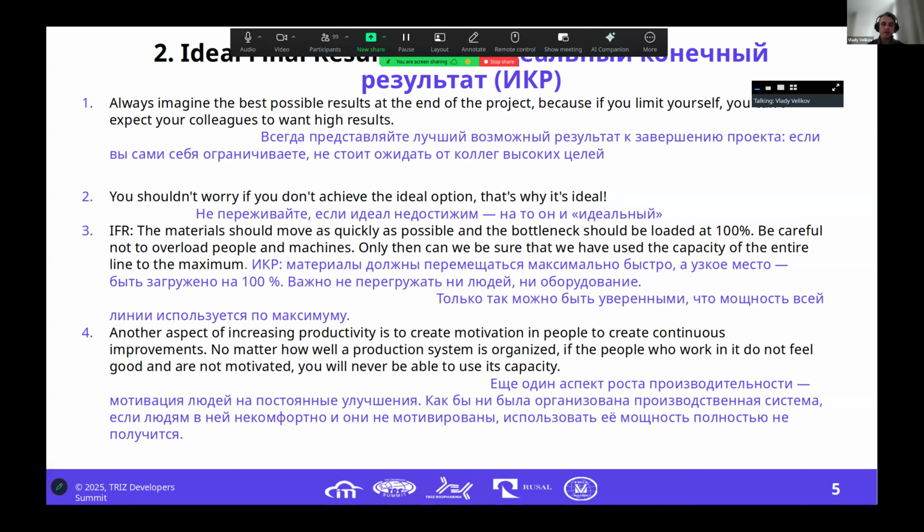So, from my experience, whatever good projects you have in operations, you can do labels, you can do color lines, whatever. If the motivation of people is not good, all your projects will be a waste of time. That's why I have this topic 4.